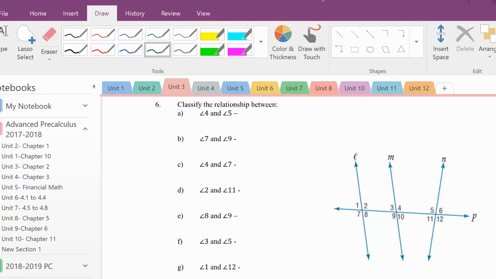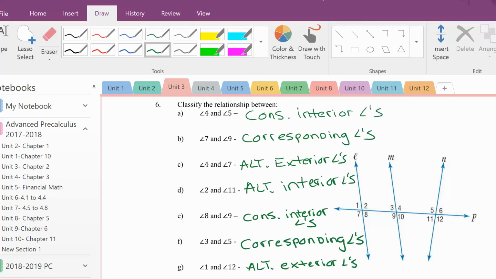All right, so go ahead and look at the next picture and see if you can classify the relationships on your own, and then we'll talk about the answers in a little bit. All right, so looking at the picture, 4 and 5, notice 4's here, 5's here. Notice the transversal would be P. So those are interior and they're on the same side, so they're consecutive interior. 7 and 9, notice 7's here. 9 is here. So notice one's interior, one's exterior. They're in the same spot, just on different lines, so that makes them corresponding.